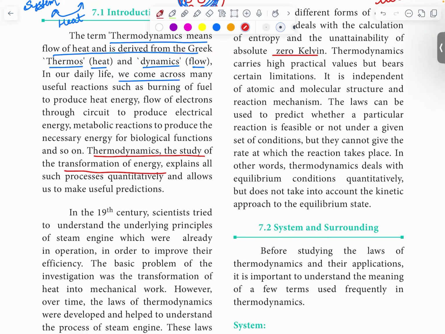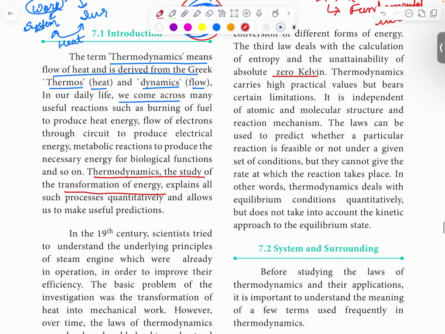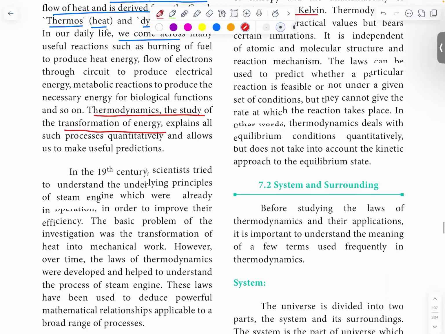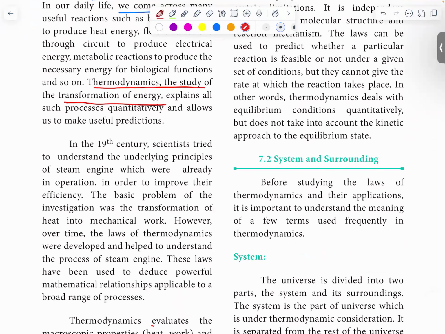The whole of thermodynamics is based on basically three laws, but the first law and the second law of thermodynamics are kind of fundamental. Why are they fundamental? Because there are no real-life examples, no life processes, which contradict or violate the first law or the second law, and that's why they are very fundamental in nature. So we will study first what is system and what is surrounding.